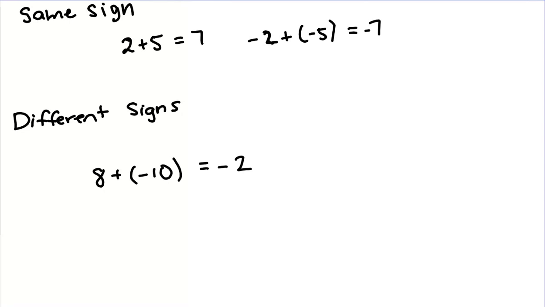Let's try another one. Let's say we have -13 plus 17. Well, we know that 17 minus 13 is 4. Which of these two numbers has the greater absolute value? Well, the absolute value of -13 is 13, whereas the absolute value of 17 is just 17. So we know that 17 has the greater absolute value. So then 4 stays positive.